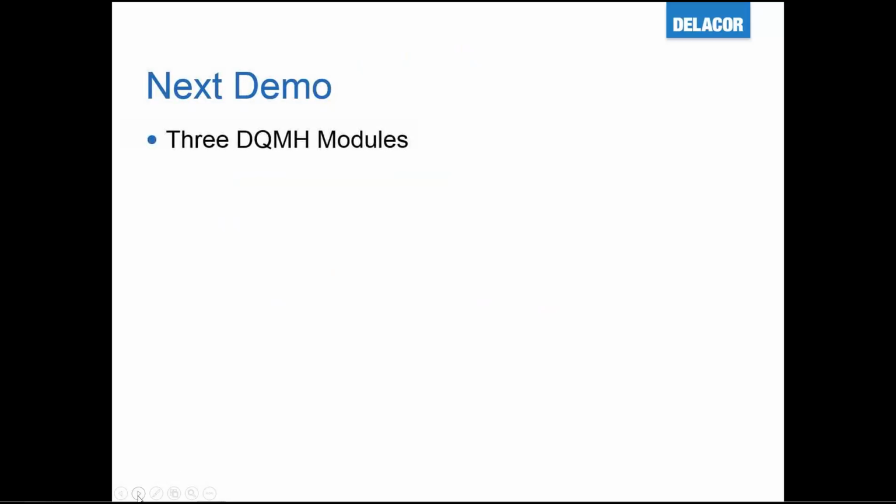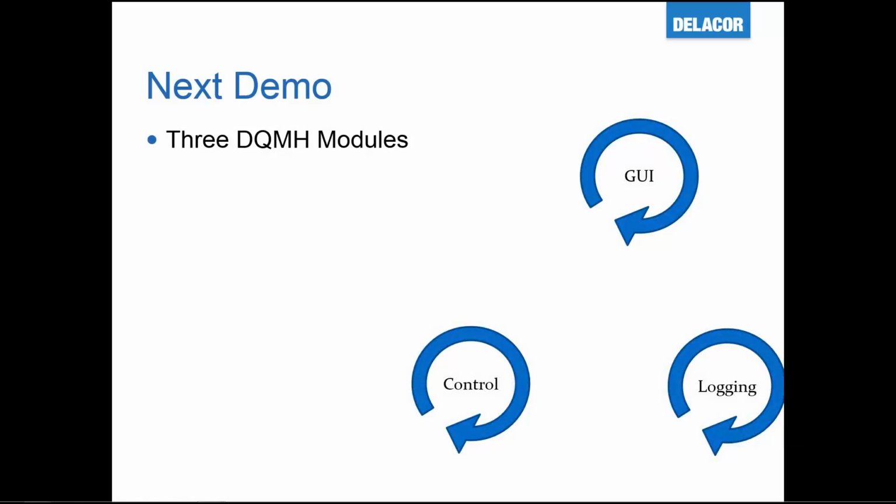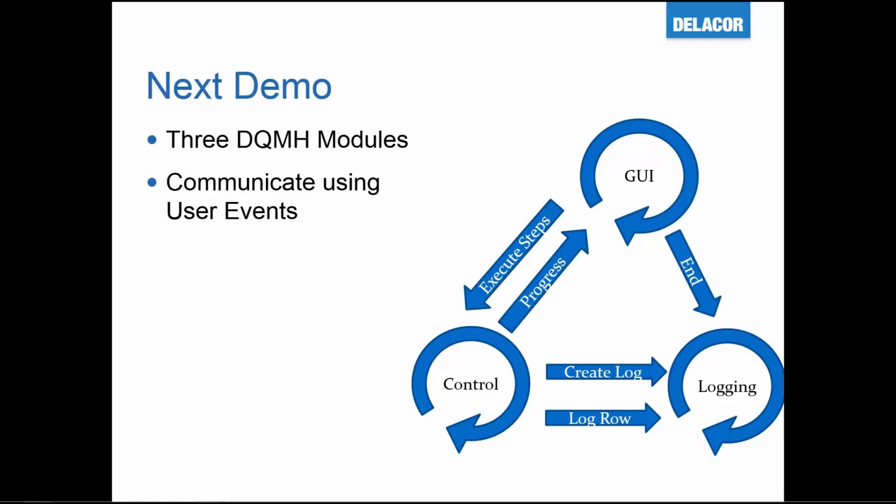So the next demo, I'm going to show the 3 DQMH modules that we created for Duncan's module. It was the GUI, login, and control. Again, we're going to be communicating using user events to tell the GUI, tell the control to execute steps, the control to report its progress, and the control to communicate with the login module. The section of the demo that I'm about to show you is going to be implementing the 2 modules, the control and the login, and it's going to be sending the messages from the control module to the login module.